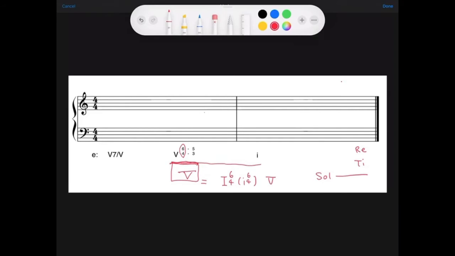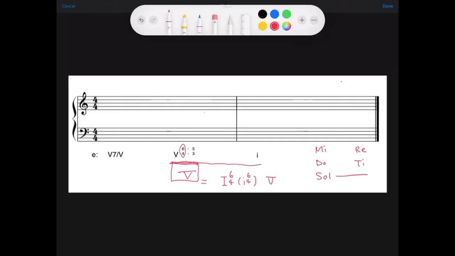Okay, and now if we bring the ti up a step to its upper neighbor, ti up a step goes to do, re up a step goes to mi there. So this is what we end up having. So, do, vertically, the first one. So, do, mi, going to so, ti, re, right there. And what I just showed you here is the notes you need in a cadential 6/4 figure.